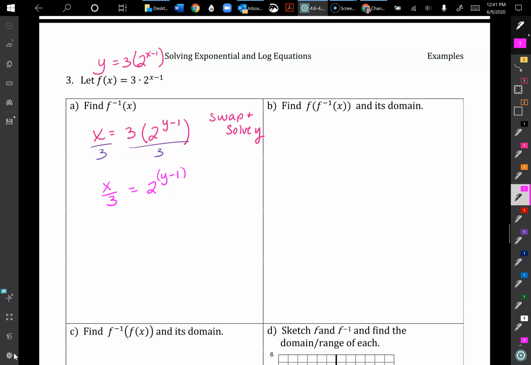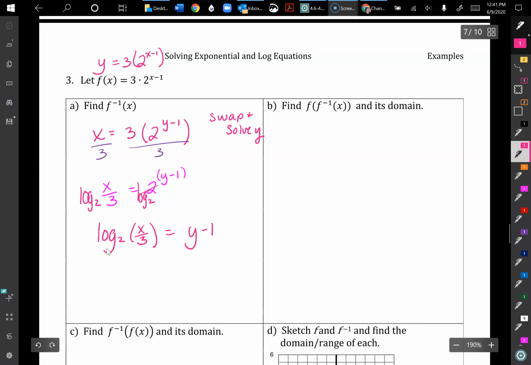In order to do that, we need to take the log of both sides. And I'm just going to do log base 2, so I'll undo that there. So log base 2 of both sides. So now I have log base 2 of x over 3 equals y plus 1. So almost there, just add 1 to both sides.